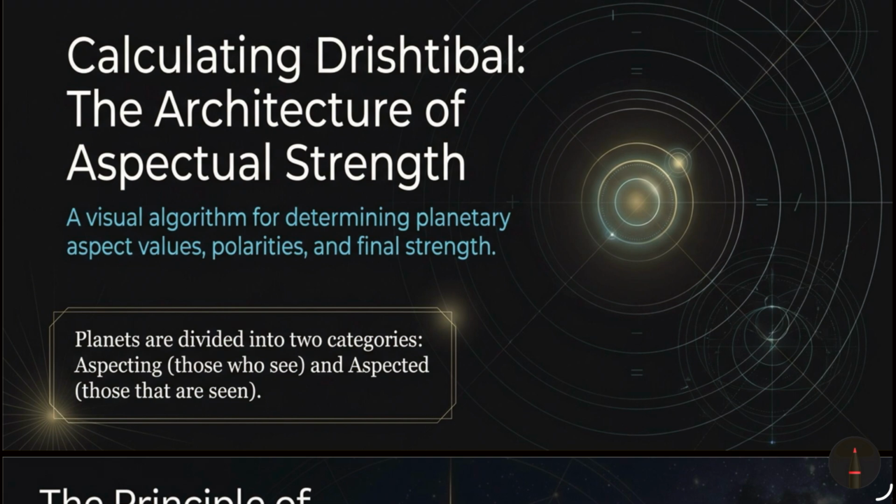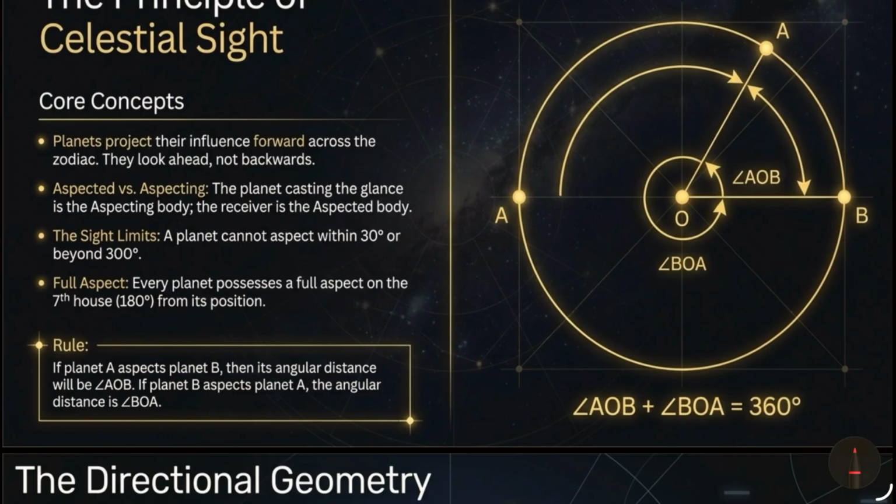Hello friends, today we'll learn about Drishti Bala. It is also known as Drik Bala or Aspectual Strength. In this, we divide the planets into two categories. One is the aspecting planet, which is seeing, and the other is the aspected planet, which is to be seen. The core principle is that the planets have influence in looking forward across the zodiac.